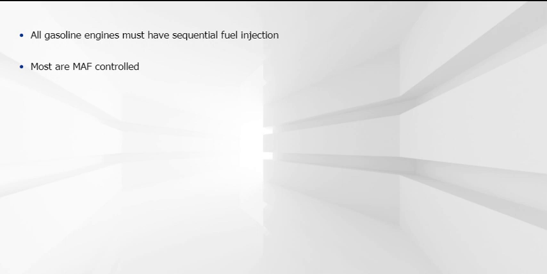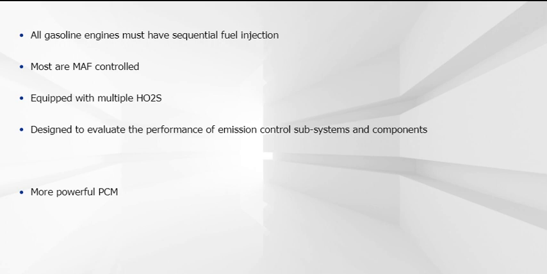OBD2 is more than just an OBD1 system with a software upgrade. OBD2 systems use sequential fuel injection along with multiple heated oxygen sensors. In addition, the OBD2 computer, known as the PCM or Powertrain Control Module, is designed to handle nearly 15,000 new calibration constants. While it's not a specific requirement, many OBD2 systems are equipped with both a MAP, or Manifold Absolute Pressure sensor, and a MAF, or Mass Airflow sensor, for monitoring engine load and airflow.